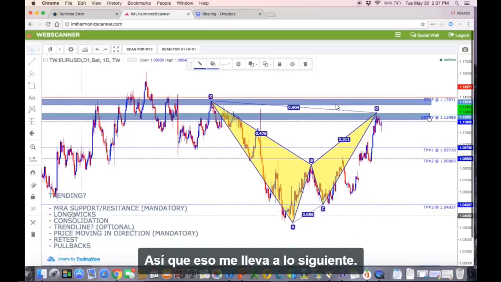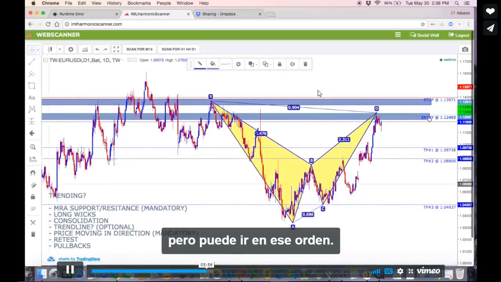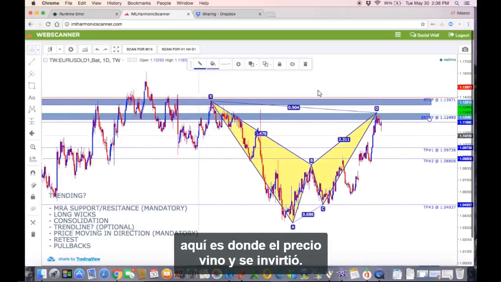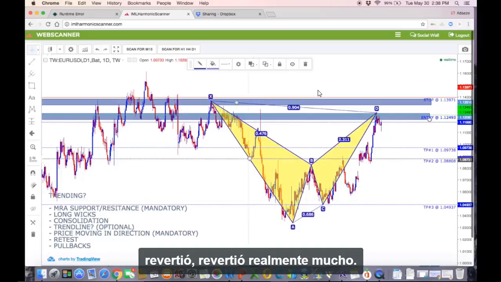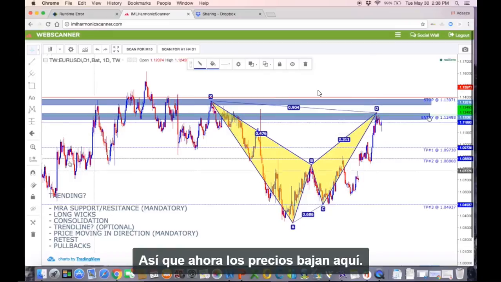So that brings me to my next thing. And this doesn't have to really be in order, but it can go in order. So this is a major reversal area. This is where price came and reversed. It reversed here. It's reversing there. Really strong reversal. Look at that. A wick came in there and just said, not doing that. So now price has come back here.